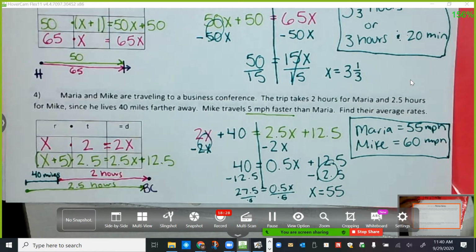Y'all, we post the answer key because we want you actually checking to see if you're getting it right. If you're getting it wrong, what should you be doing? Asking. Yeah, if you can't find your mistake, can you come ask me and say, hey, where did I mess up? Y'all, if you just erase it and try to start over, you're not understanding what you did wrong. Okay? You have to understand what you did wrong to learn. Okay? So make sure you're asking questions.